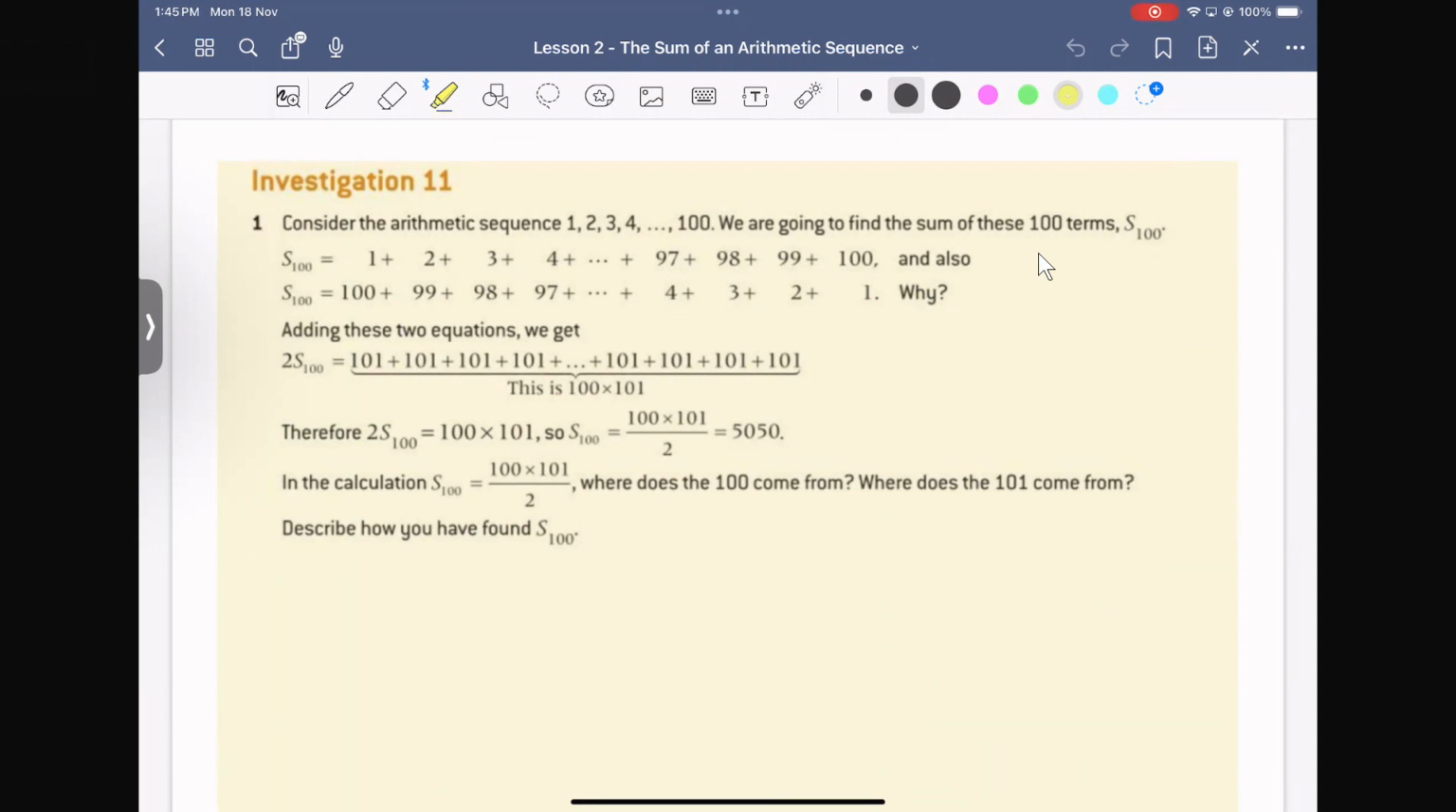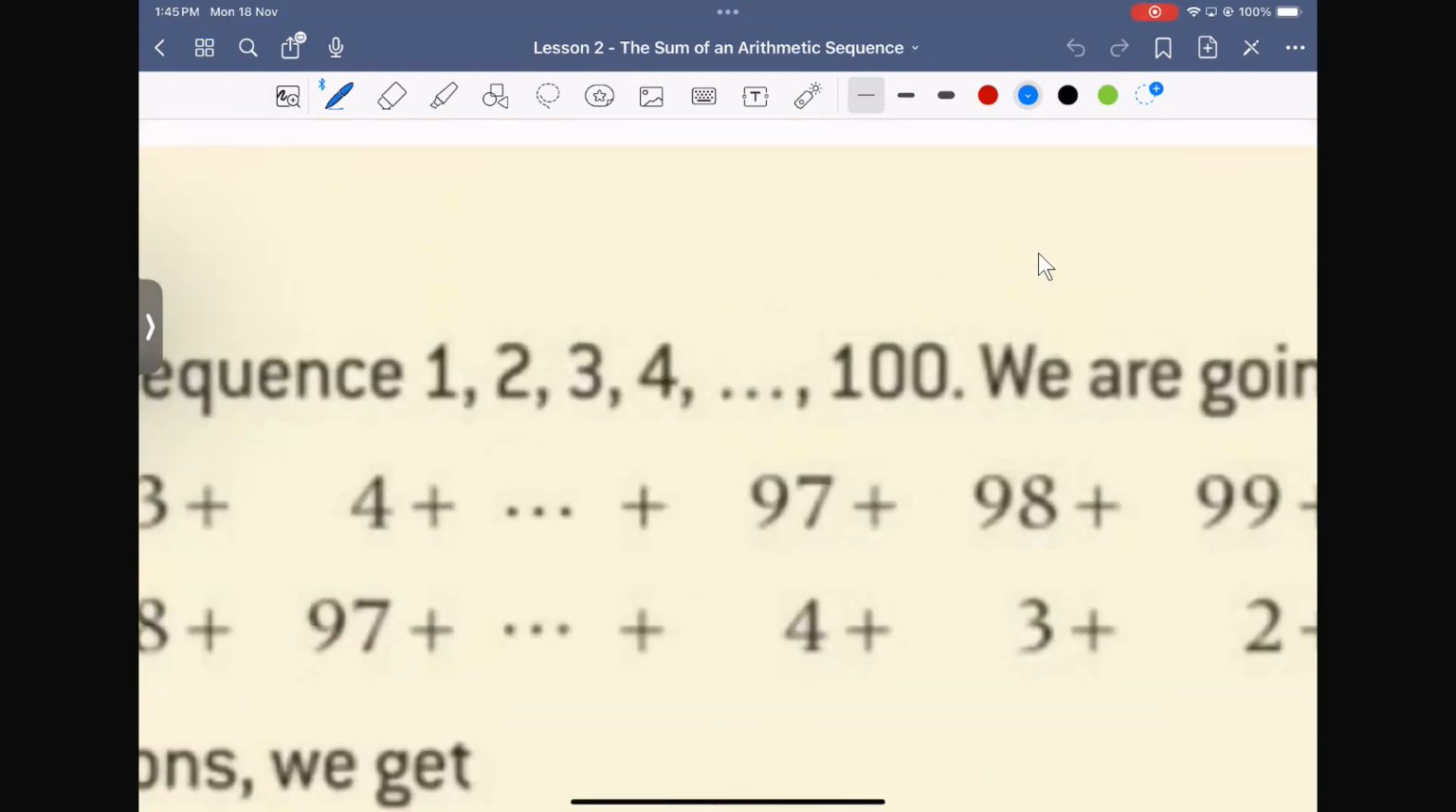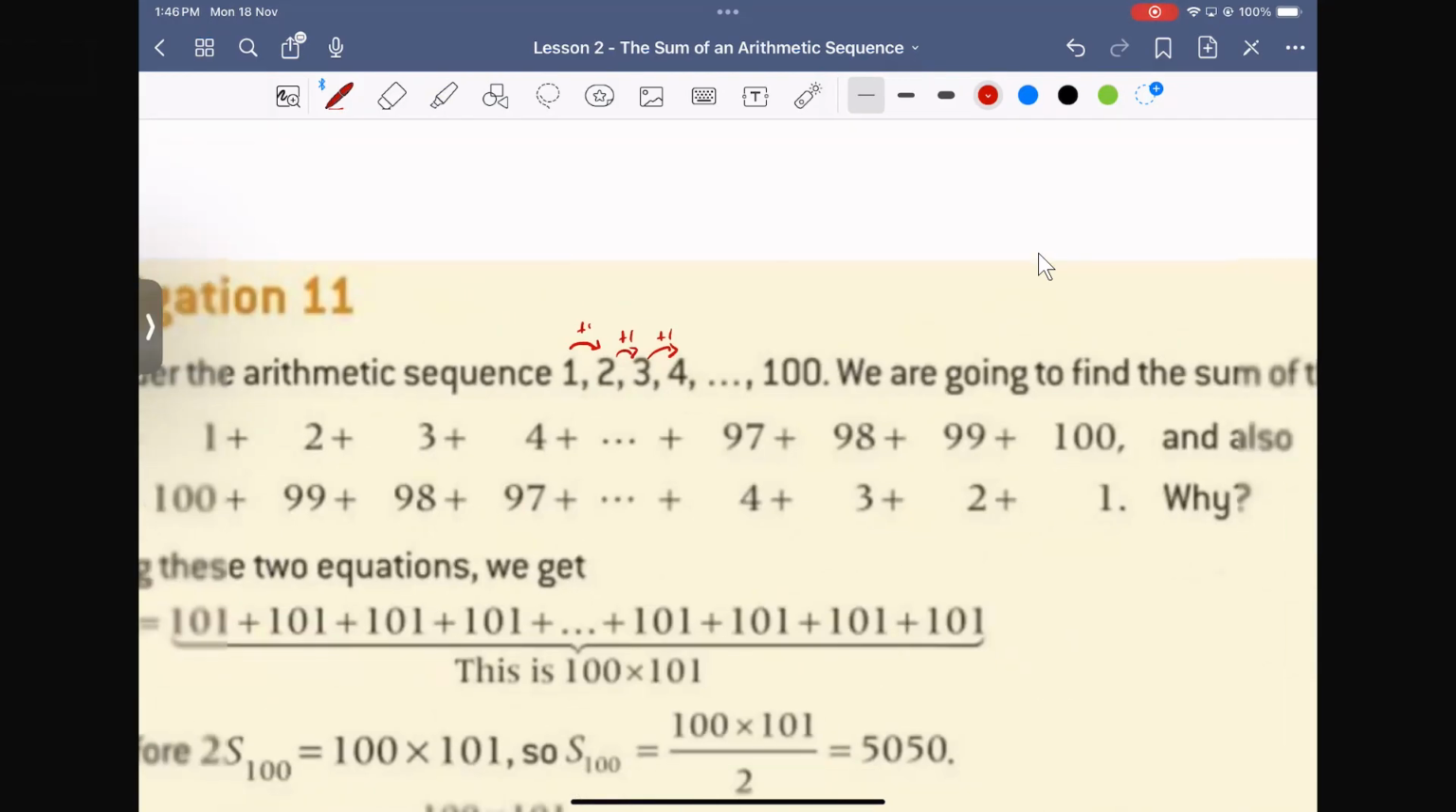I'm just going to go through this for you. What we're trying to do in this is add together all of the terms in a very simple arithmetic sequence. We have an arithmetic sequence here that starts off at 1 and has a common difference of plus 1 every time. We're adding together the first 100 terms in this sequence.